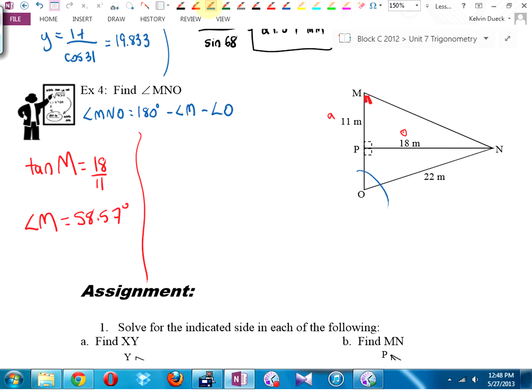All right. Let's find angle O. I'll do that one in blue. Well, I got that 18. What's that 18 to angle O? Opposite, adjacent, or hypotenuse? Opposite. What's that 22? Hypotenuse. Which trig function? Sine? You said sine, not sin, right? I know, because that would be a sin. Sine of O equals opposite over hypotenuse.